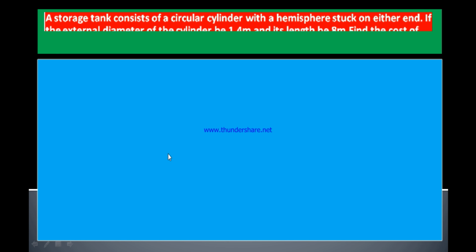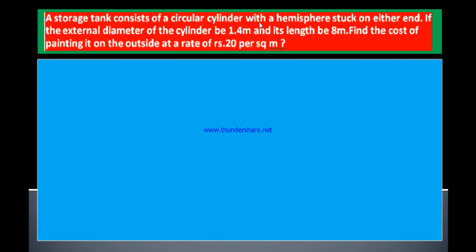Now another question. A storage tank consists of a circular cylinder with a hemisphere stuck on either end. If the external diameter of the cylinder be 1.4 meters and its length be 8 meters, then find the cost of painting it on the outside at the rate of rupees 20 per square meter. I shall repeat. A storage tank consists of a circular cylinder with a hemisphere stuck on either end. If the external diameter of the cylinder be 1.4 meters and its length be 8 meters, then find the cost of painting it on the outside at the rate of 20 rupees per square meter.